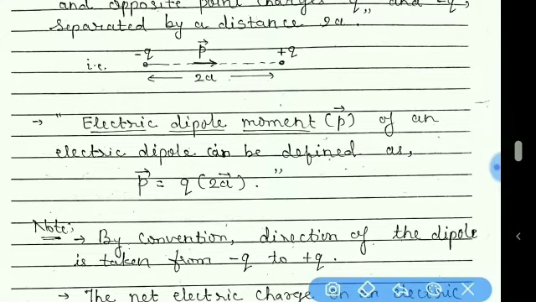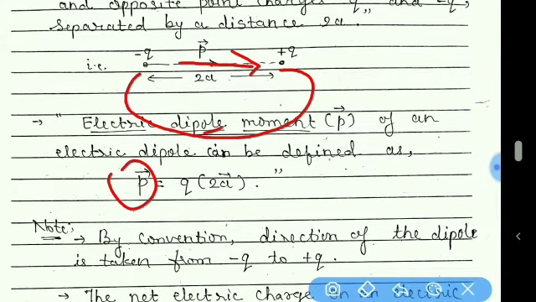This electric dipole moment p is a vector quantity and its direction is always from negative charge to positive charge. Students, remember that the electric field is always from positive to negative, but the direction of dipole moment is from negative to positive, and it is along the line joining the charges.